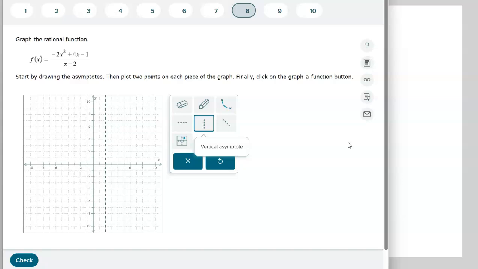So to find the oblique asymptote line, I can use synthetic division here. With synthetic division, I'm going to take my vertical asymptote, which is positive 2, and I'm going to divide that. I'm going to take the coefficients of my numerator, so negative 2, 4, negative 1, and divide that by a positive 2. So here I have 2, and I'm going to divide that into negative 2, positive 4, and negative 1.